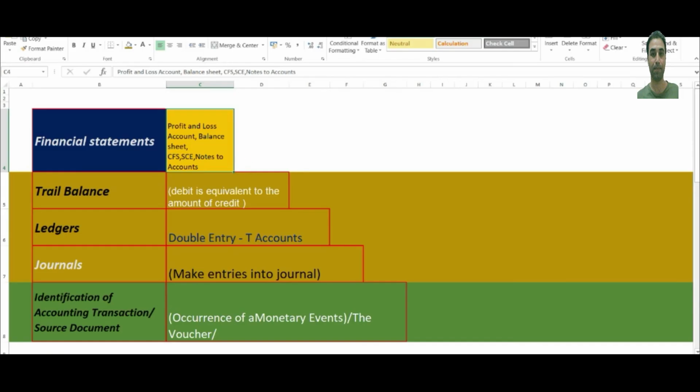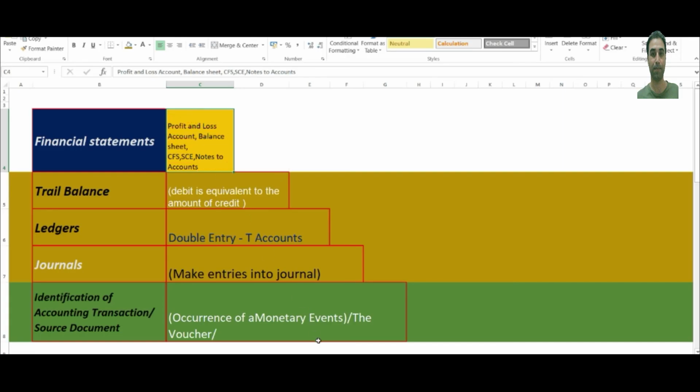So the last step would be the transactions reach the financial statements: profit and loss account, balance sheet, cash flow statement, statement of changes in equity, and the notes to the accounts. Suppose you have incurred some expenses. Revenue and expenses are recorded in the profit and loss account, and in the balance sheet you record assets, liabilities, and equity, then the cash flow statement, and you have notes to the accounts. So this is the financial statements. Suppose in our case you have incurred expenses of 500, so 500 expenses will be recorded here in the profit and loss account.